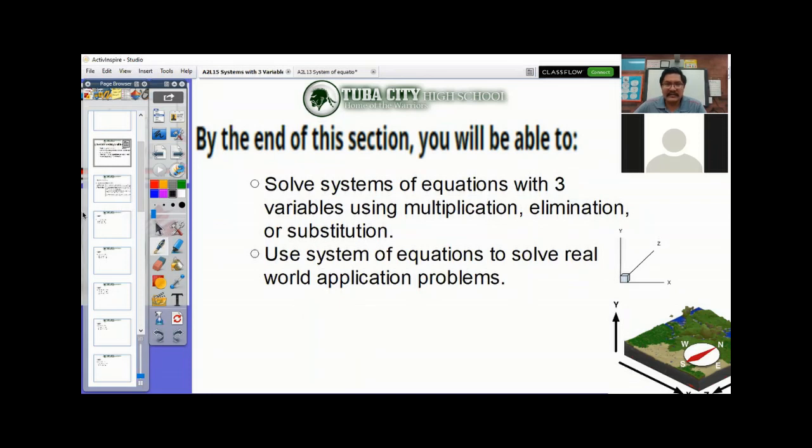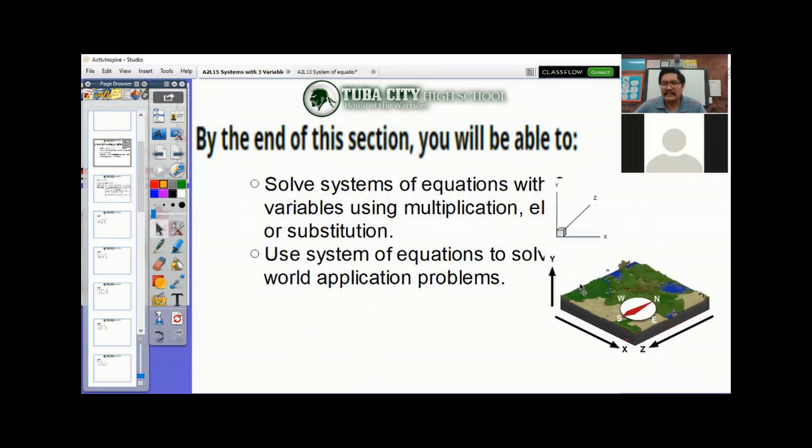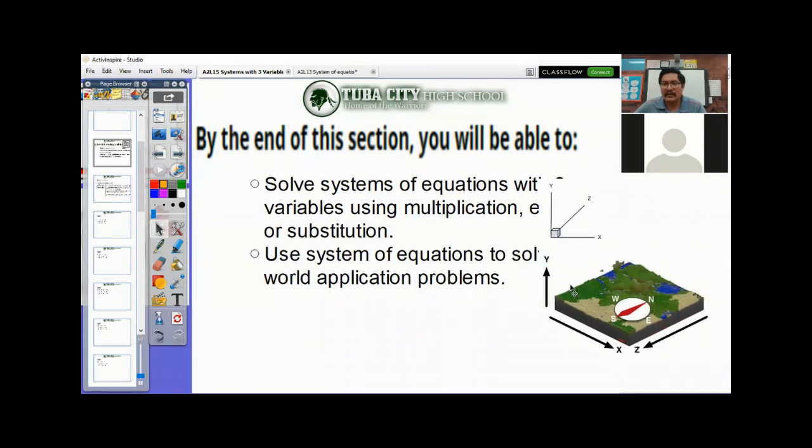So what exactly do we mean by three variables? We're familiar with the X and Y, right? X is side to side and Y is up and down.